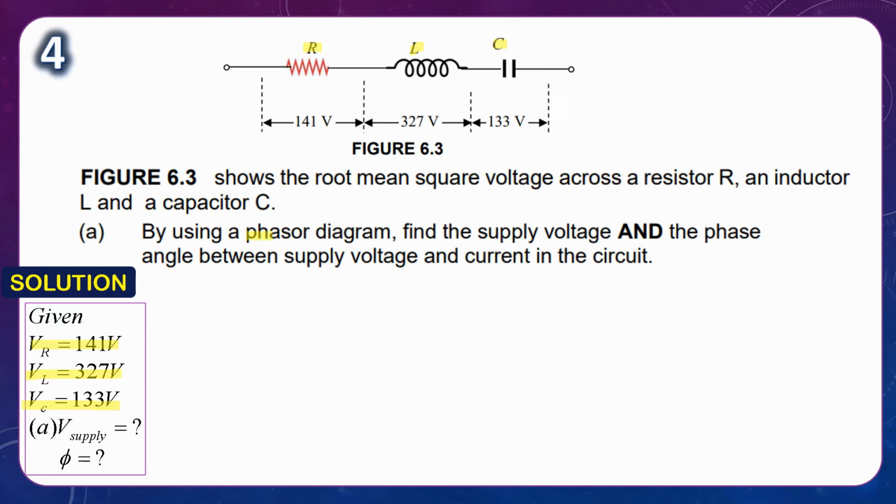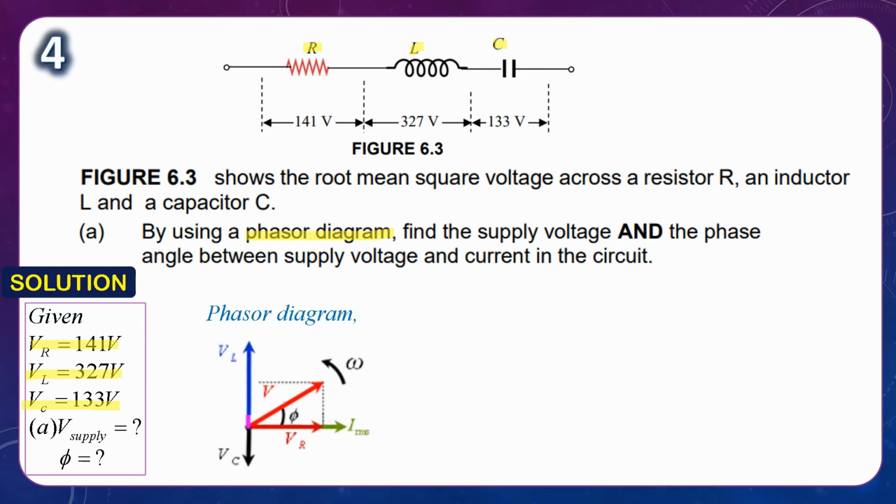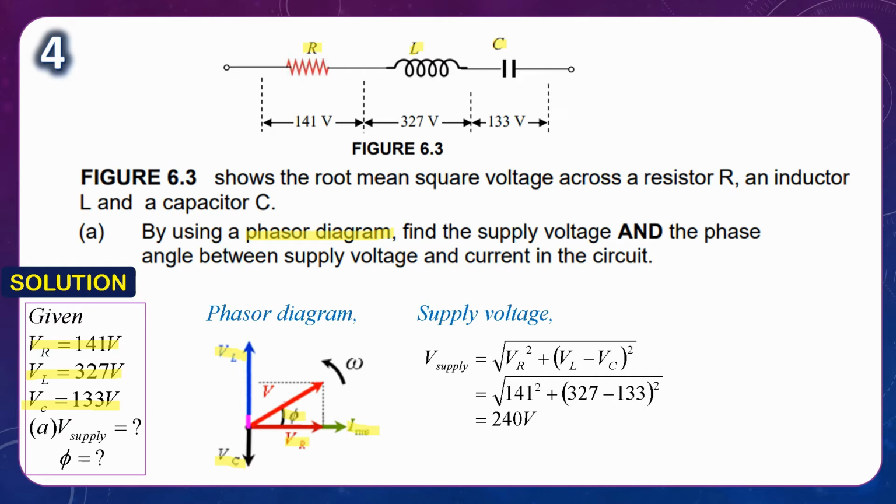By using the phasor diagram, we need to refer to the phasor diagram for the RLC circuit. This is the phasor diagram for the RLC circuit, which represents VR, VL and VC, also the IRMS with the phase angle phi. From this phasor diagram, to calculate the supply voltage or the total voltage, we use the equation V equals square root of VR squared plus (VL minus VC) squared. We substitute the values into the equation.